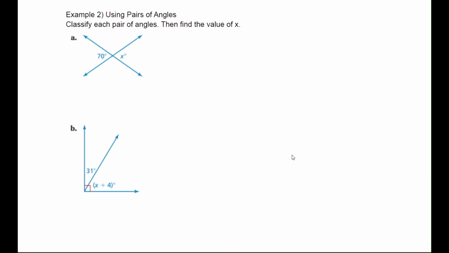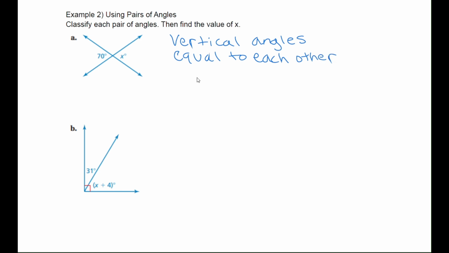All right, so for this one, we are going to first classify the angles and then use what we know to solve for x. So let's see, we're looking at how these two angles are related. So they're right across from each other and they're lines that intersect. So these are going to be vertical angles. All right, and what do we know about vertical angles? They are equal to each other. So x has to be 70.